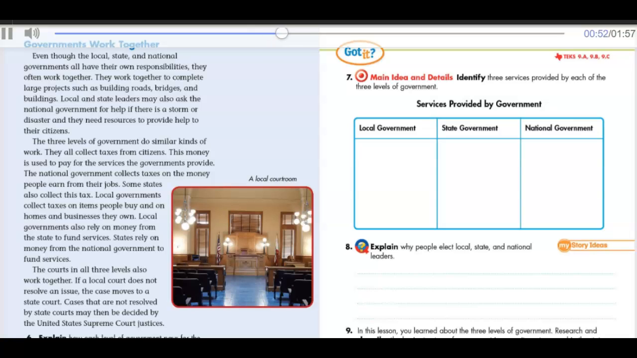Local governments also rely on money from the state to fund services. States rely on money from the national government to fund services.